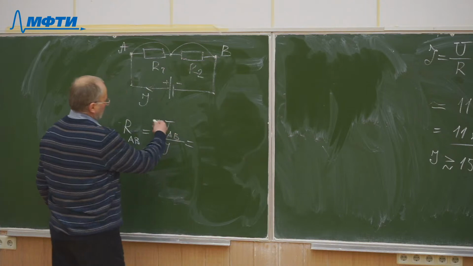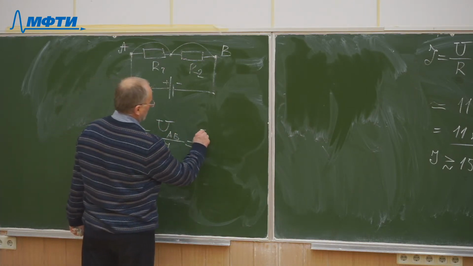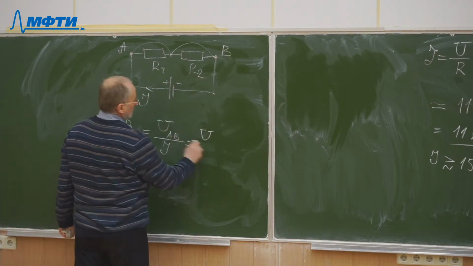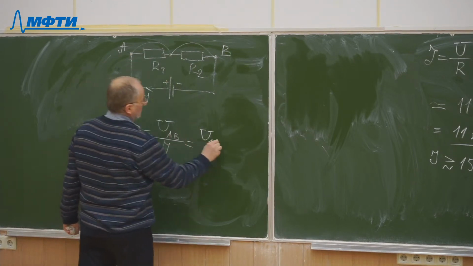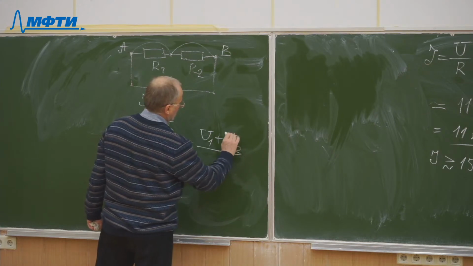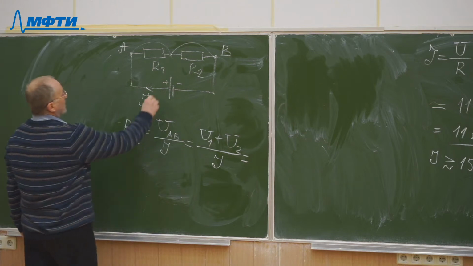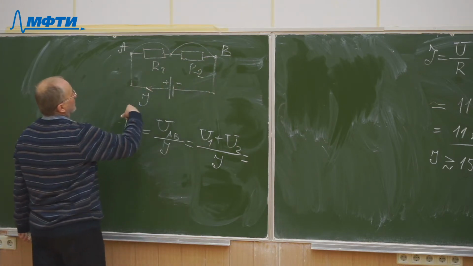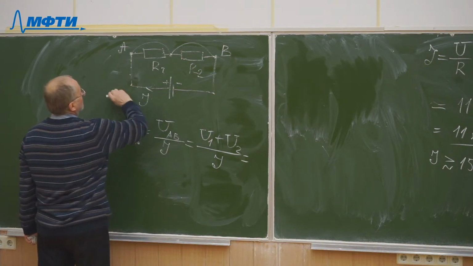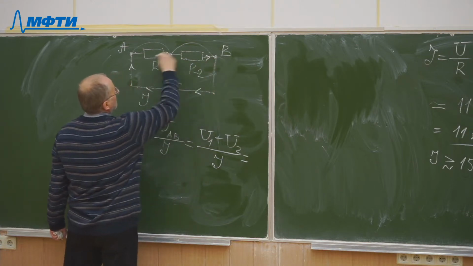So based on the definition of potential difference, we may be sure that the total potential difference between points A and B will be equal to the potential difference on the first resistor plus the potential difference on the second resistor. That is from the definition of potential difference, and divided by current. And the current is the same through this circuit. The current is the same in every point of the conductor, here, and here, and here, everywhere the current is the same. Why so?